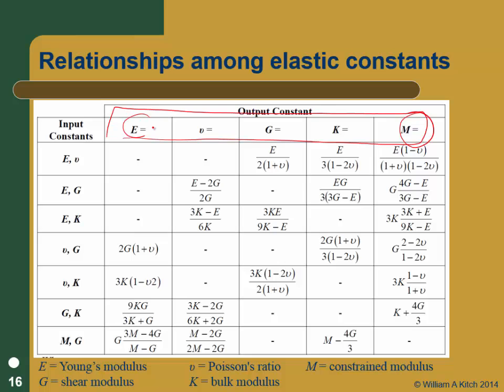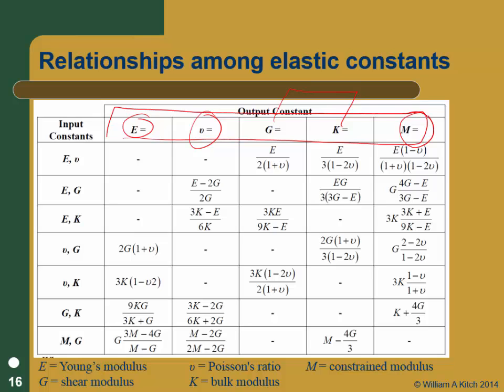So you need to know Young's modulus and Poisson's ratio because you use them all the time. You need to understand shear modulus and bulk modulus because they really isolate shear behavior from compressive behavior. And then you need to understand the constrained modulus because it's a boundary condition that we encounter a lot in soils, and we'll talk about what the boundary condition is in just a little while.